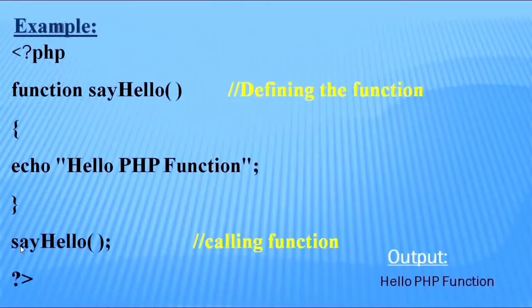Next example, starting PHP code, less than question mark PHP. Next, function, defining the function. Function sayHello. SayHello is the function name and function brackets open. Next, the function begins, so open the bracket. Next, statement. Echo is used to display the output. So "Hello PHP function" is the output statement. This statement displays the output. Next, close the function. Next, the calling function is sayHello. This is the calling function. Next, after completing the code, question mark greater than is the ending symbol.